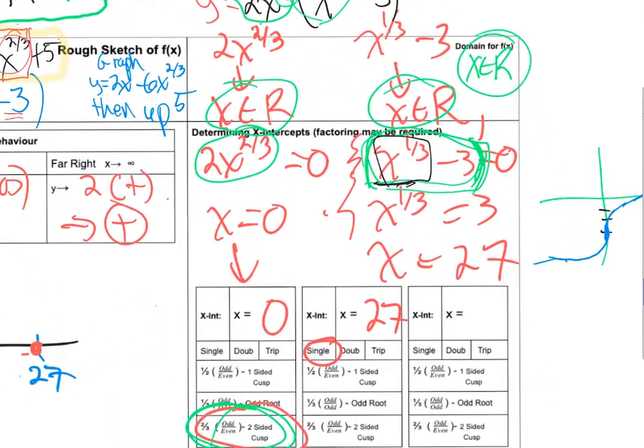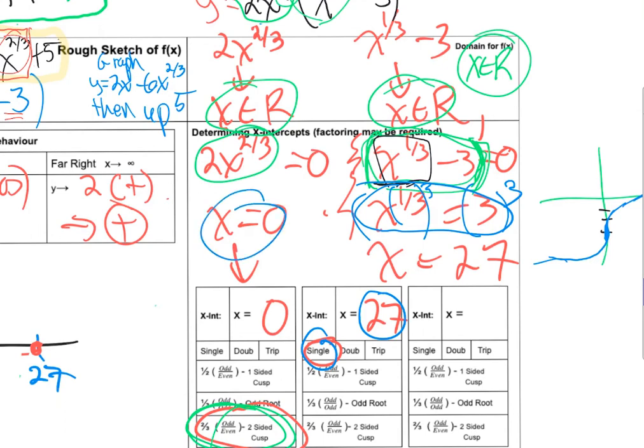So I then finish solving that. x to the 1/3 equals 3. How do I undo 1/3? Well, I multiply that exponent by 3, and then I have to put an exponent of 3 on here as well. That gives me 27. So I have x equals 27 is a single. I have x equals 0 is a two-sided cusp.